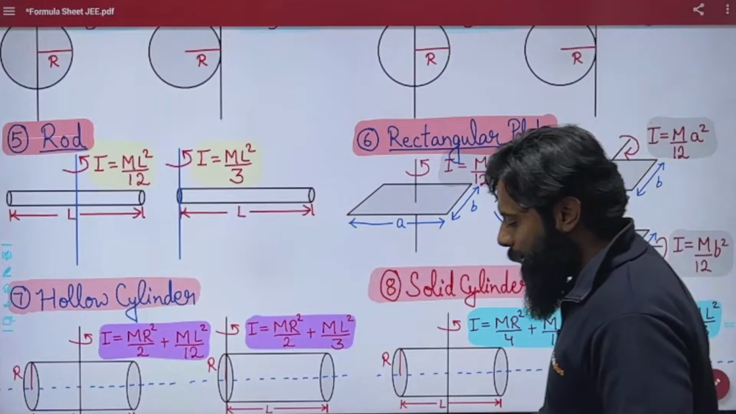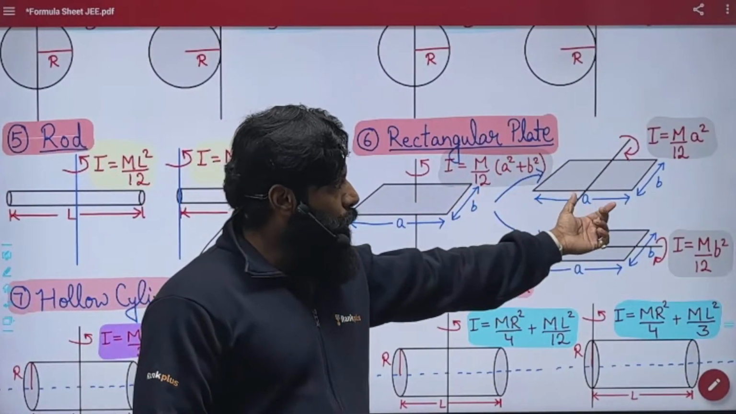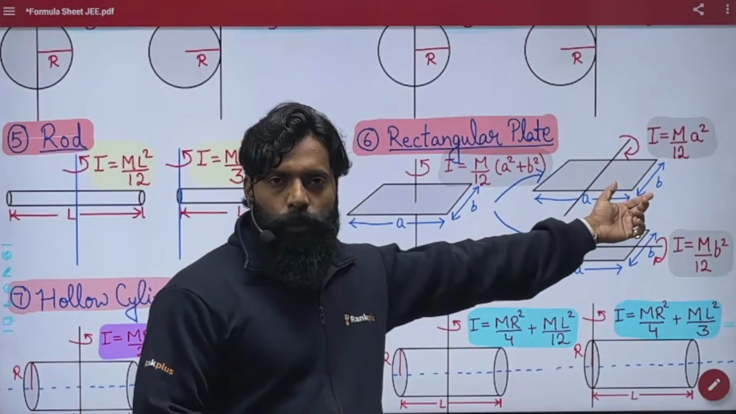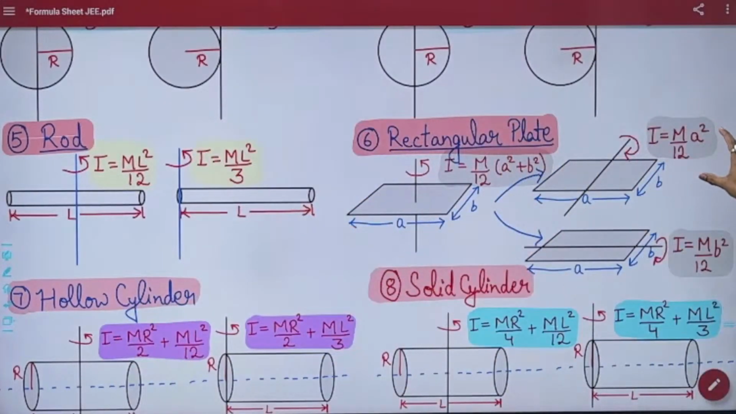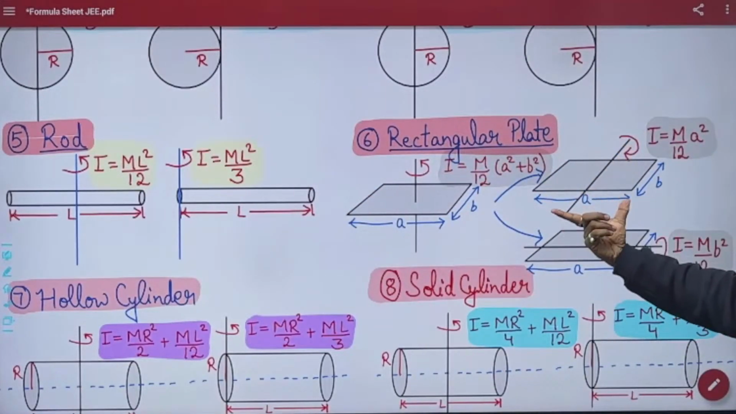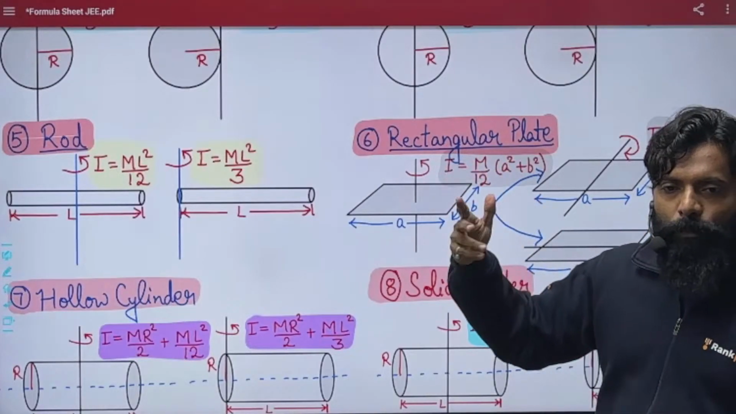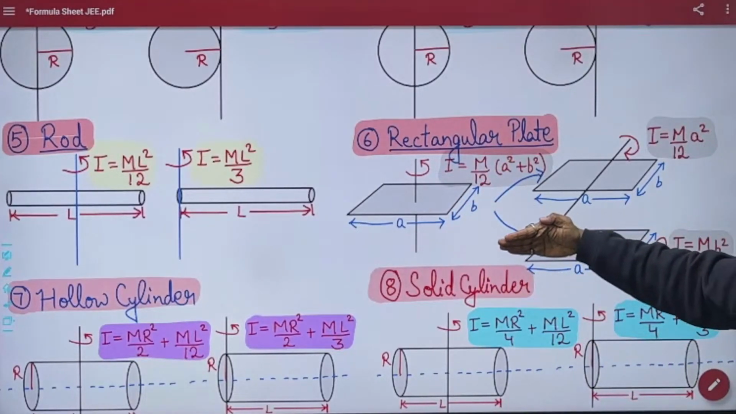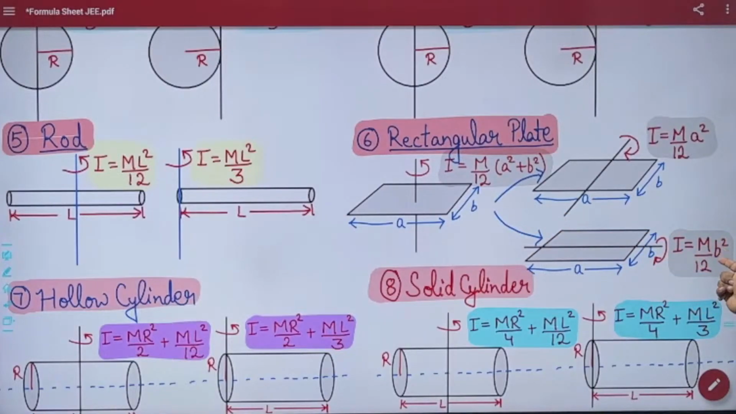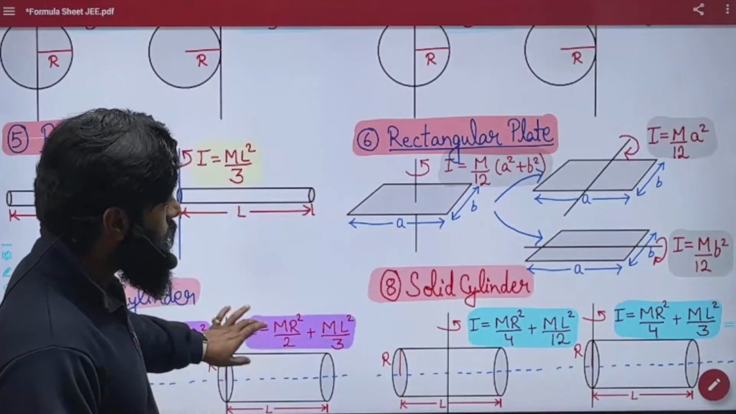In case of a rectangular plate, the moment of inertia is M by 12 (a square plus b square). In this scenario, it's M by 12 a square. It is similar to the rod. The length is a here. I'm not considering this breadth. If I'm taking this as my axis, the moment of inertia is M by 12 a square. Width I'm not taking. Similarly, if I'm considering my axis as this, the moment of inertia is M by 12 b square. It's similar to the rod. I hope that you are understanding this.